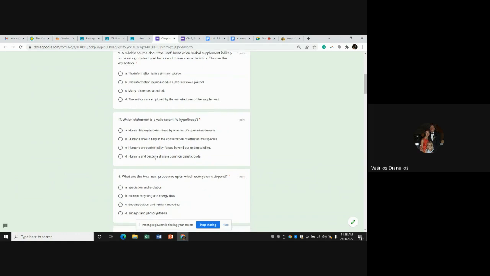Humans and bacteria share a common genetic code. There's your answer, right? We can test that. We can look at the human genetic code, then we can look at the bacteria genetic code, and we can compare the two. So yeah, that would be the answer.